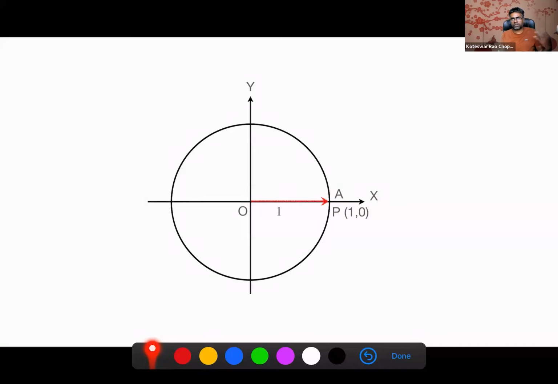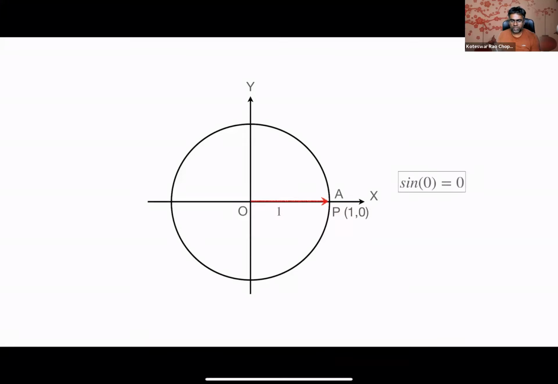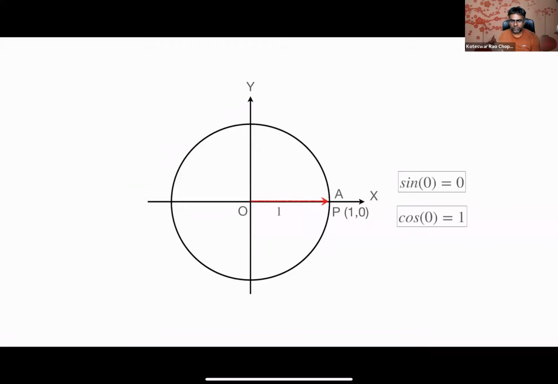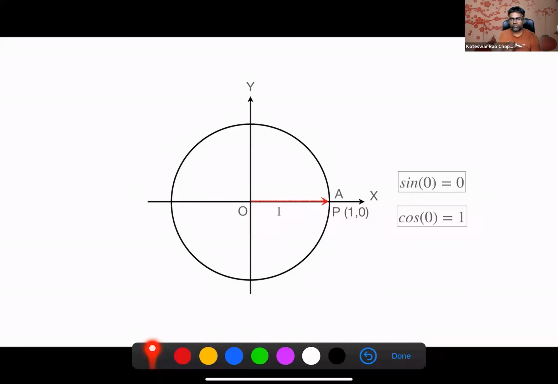Yesterday we saw that we take the value of the x coordinate as the value that the cosine function gives us, and the value of the y coordinate is the value provided by the sine function. So sine of 0 would be 0 here because the y coordinate is 0, and cos of 0 will be 1. And now we know that tan x is defined as sin x by cos x. So sin 0 is 0, cos 0 is 1. What will be the value of tan 0?